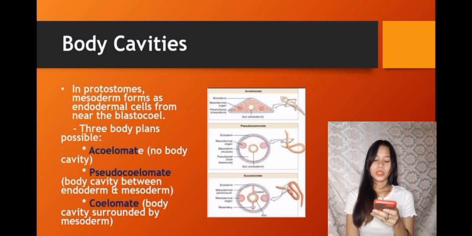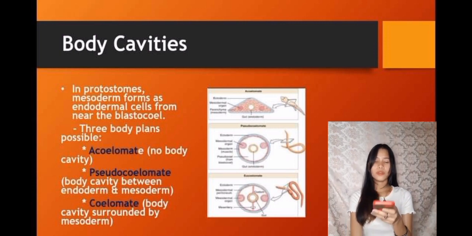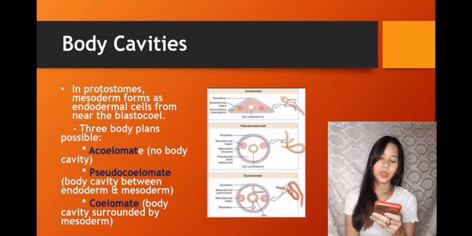And the third one is the coelomates. Body cavity surrounded by mesoderm. It has a body cavity called a coelom with a complete lining called peritoneum, derived from mesoderm. Most bilateral animals, including all the vertebrates, are coelomates.